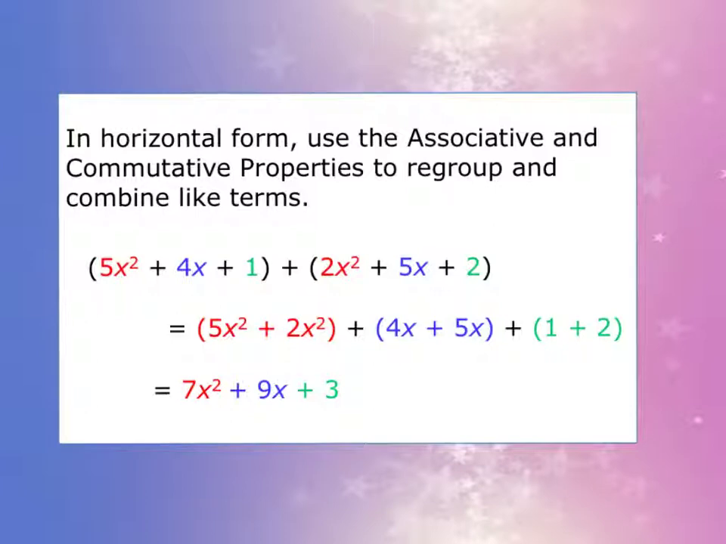In horizontal form, use the associative and commutative properties to regroup and combine like terms. So that's just writing it in different orders. Notice they put the red together, they put the blue together, and then they put the green together. Then they combined and came out with their final result. So you can use the horizontal or vertical method, whatever you feel the most comfortable with.